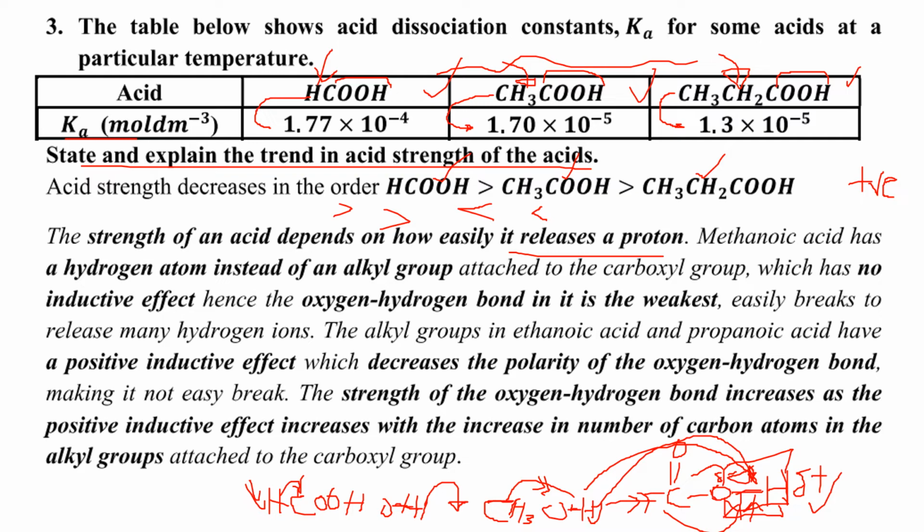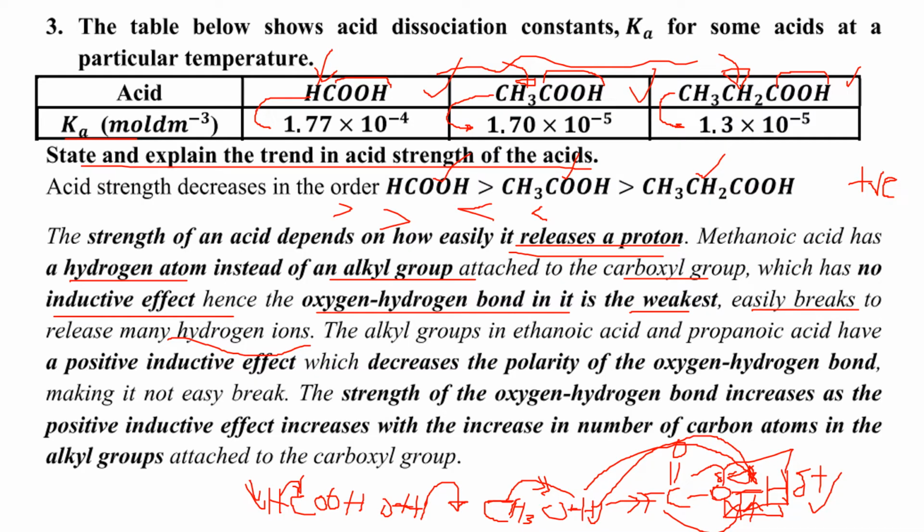Now we are saying that the strength of an acid is going to depend on how easily it releases a proton, and we are saying that methanoic acid has a hydrogen atom instead of an alkyl group attached to the carboxyl group, and that hydrogen atom does not have any inductive effect, and therefore the oxygen to hydrogen bond in it is going to be the weakest. And since it's the weakest, it's going to easily break to release many hydrogen ions in solution.